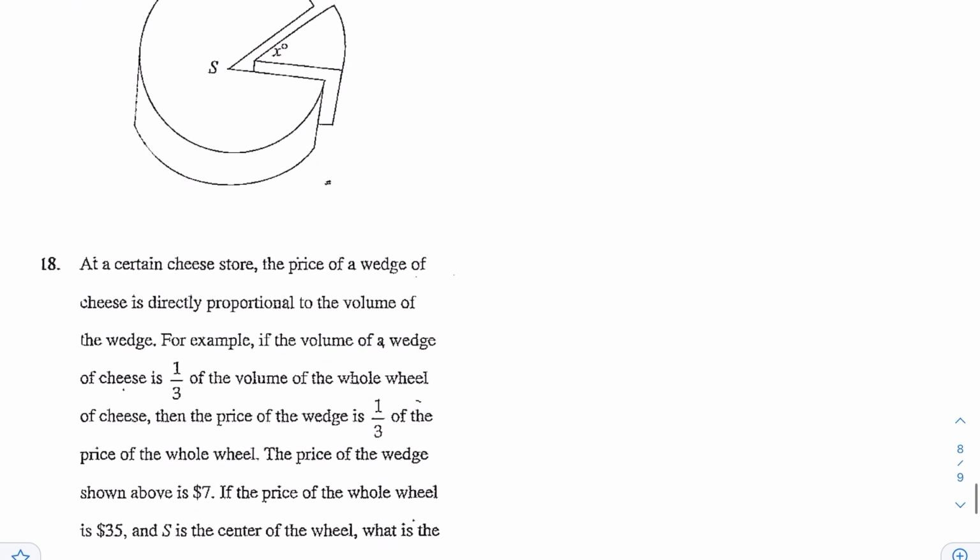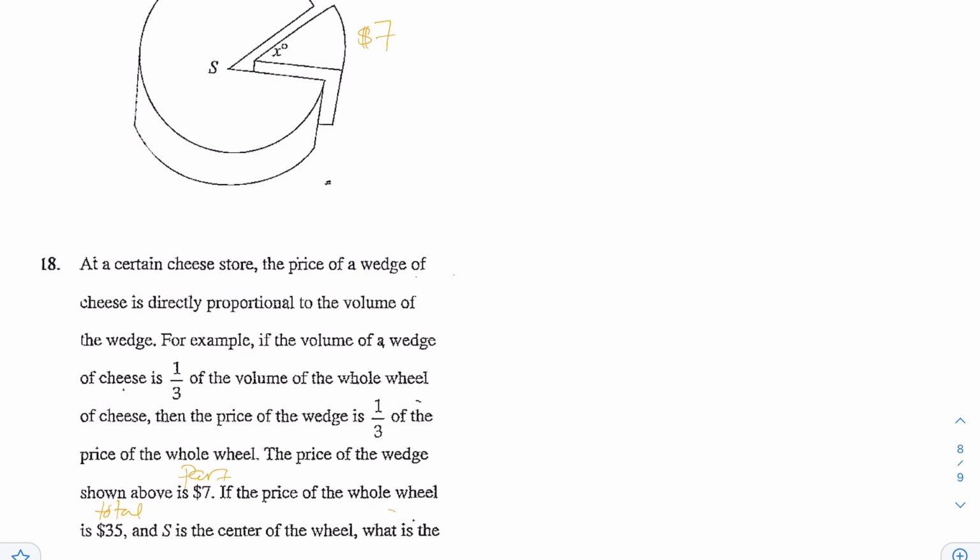All right, so for number 18, at a certain cheese store, the price of a wedge of cheese is directly proportional to the volume of the wedge. For example, if the volume of a wedge of the cheese is 1/3 the volume of the whole cheese, then the price of the wedge is 1/3 of the price of the whole wheel. The price of the wedge shown above is $7. If the price of the whole wheel is $35 and S is the center of the wheel, what is the value of x? So the whole wheel, the total is 35 and the part is 7.